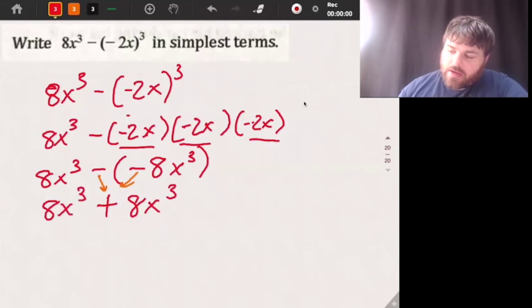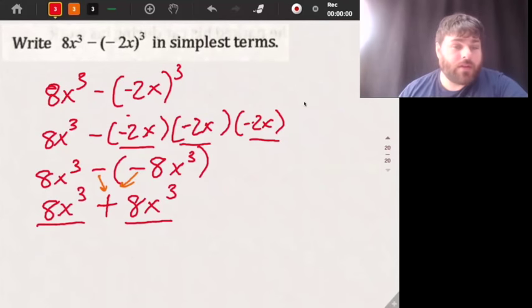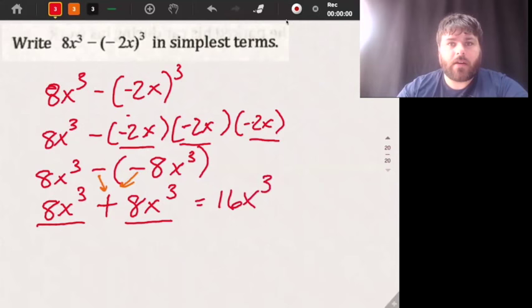So 8x to the third plus 8x to the third. Those are like terms. If I have 8 of something and I add 8 more, I get how many? 16 total. 16x to the third. All right, so that's it.